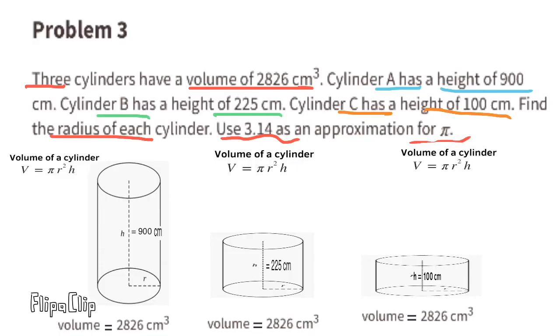The formula for finding the volume of a cylinder is pi times r squared times height. The height of the first cylinder is 900 centimeters. The height of the second cylinder is 225 centimeters. And the height of the third cylinder is 100 centimeters. We can figure out the radius by getting r squared alone by itself. To do this, we need to divide both sides of the equation by pi times the height.